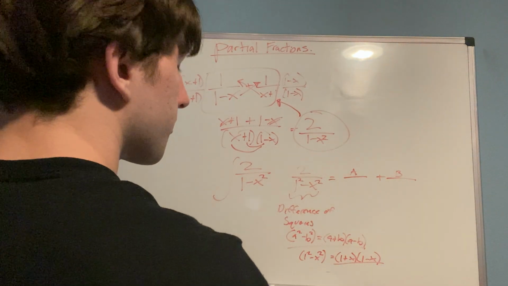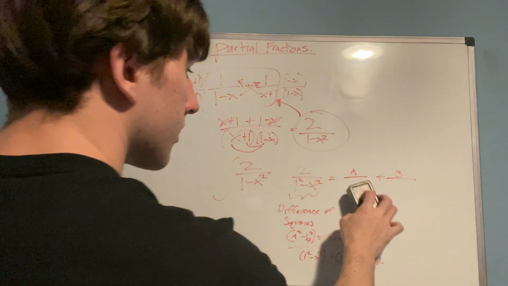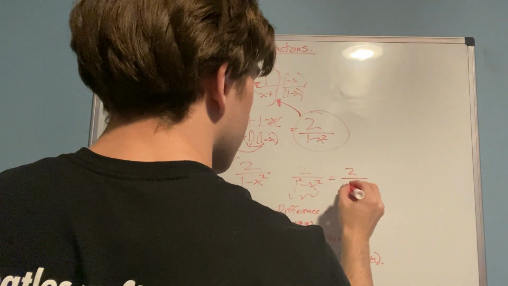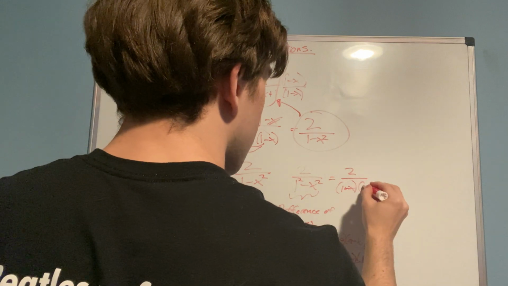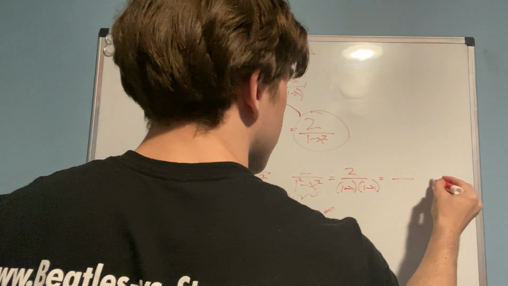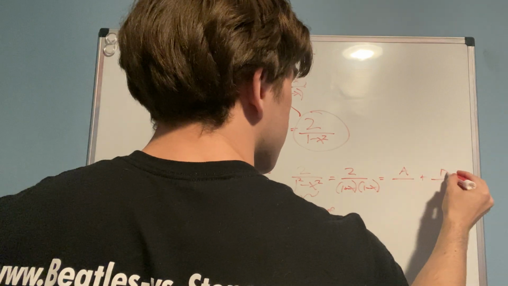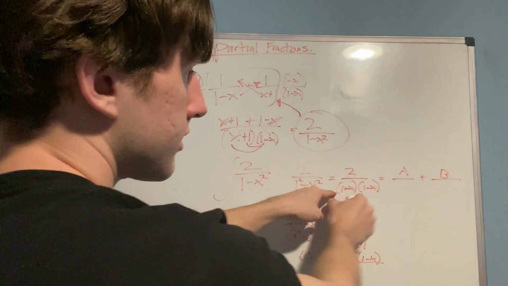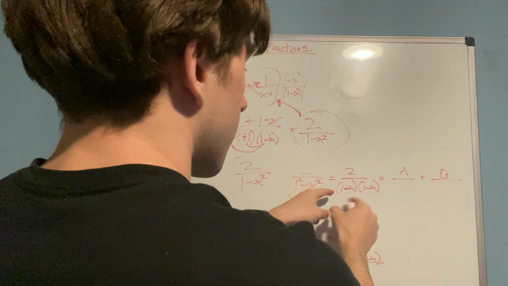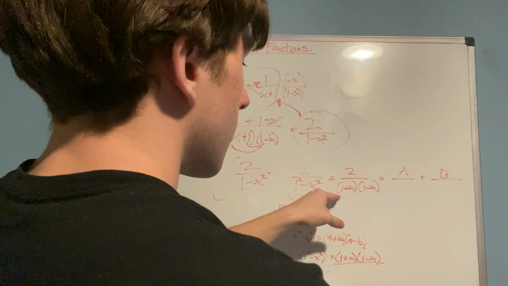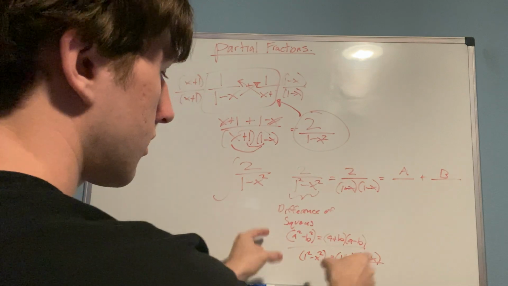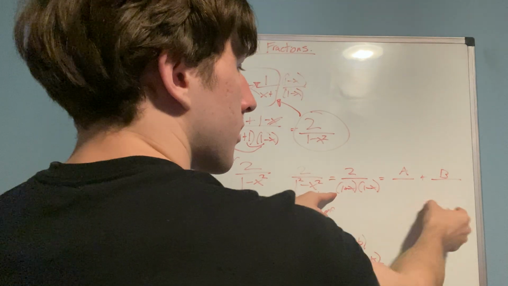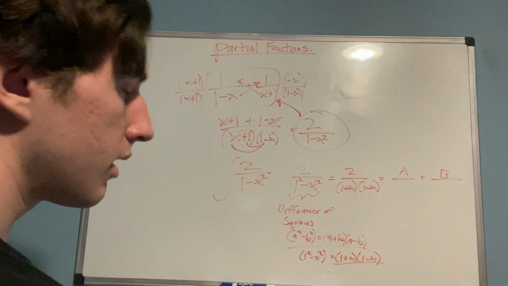So then you can rewrite this. Here, I'll rewrite it. You can rewrite this whole thing as 2 over 1 plus x times 1 minus x. And then we would have our two fractions here, A and B. And so then what we would do is pick the first factor for this fraction and that one for that one. Whatever the factors of the whole quadratic are, you would just keep putting them under the denominator of the fractions here.